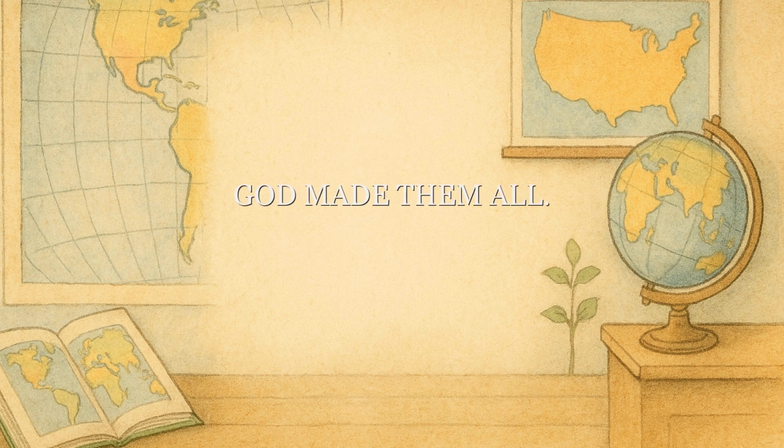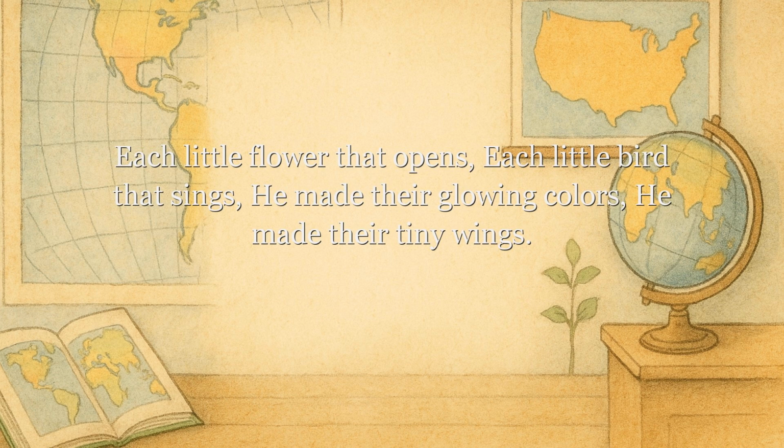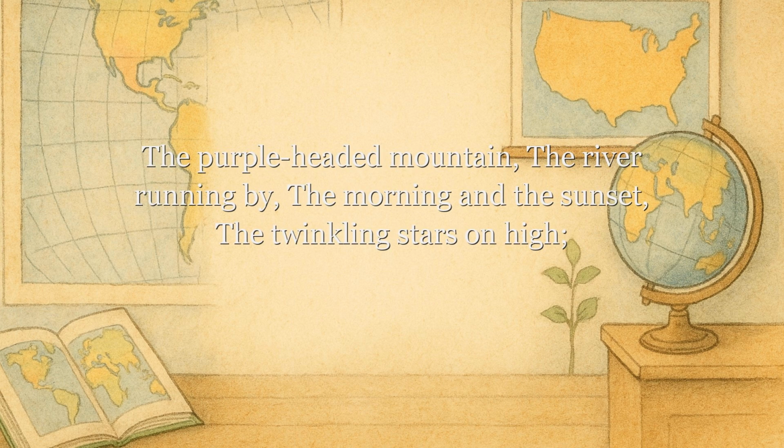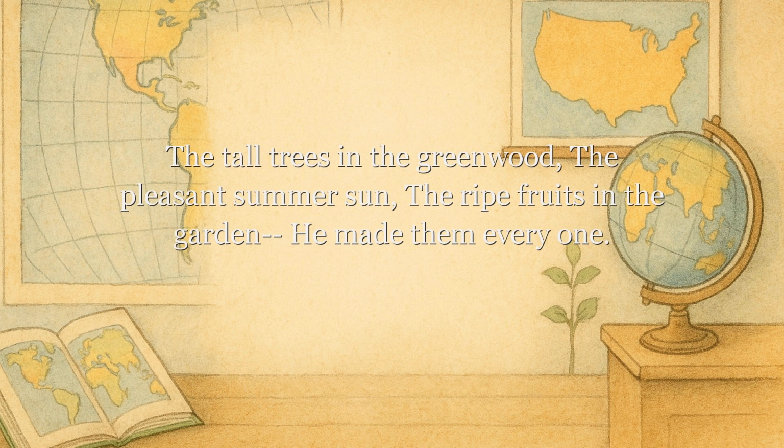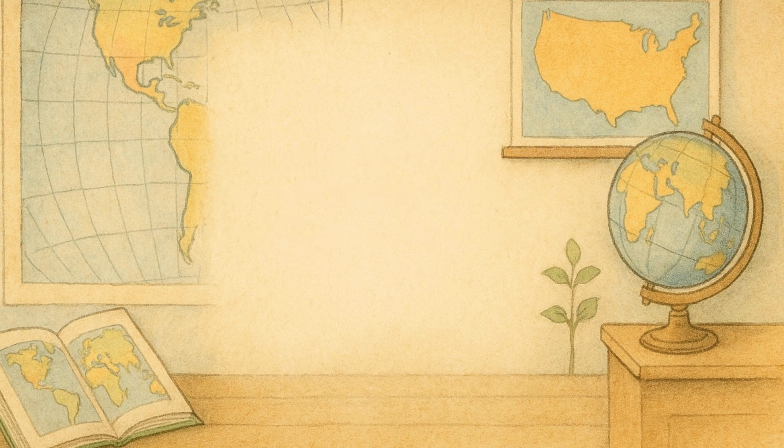God made them all. All things bright and beautiful, all creatures great and small, all things wise and wonderful, the good God made them all. Each little flower that opens, each little bird that sings, he made their glowing colors, he made their tiny wings. The purple-headed mountain, the river running by, the morning and the sunset, the twinkling stars on high, the tall trees in the greenwood, the pleasant summer sun, the ripe fruits in the garden, he made them everyone. He gave us eyes to see them, and lips that we might tell, how great is God Almighty, who hath made all things well.